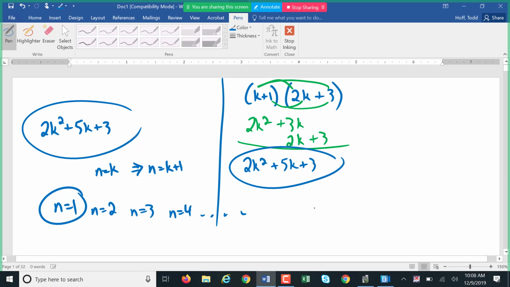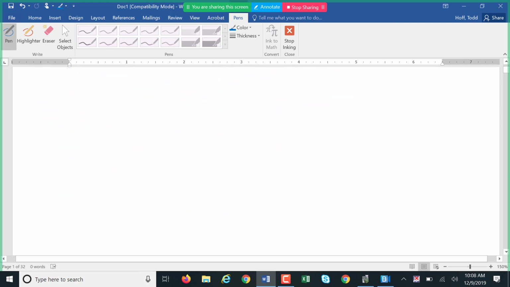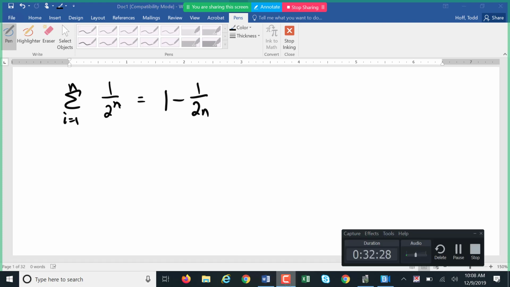I'm going to have you try an example in your notes, and I'm going to give you about 3 minutes to go through it, and then we'll jump in. We're going to go from the summation from i equals 1 to n again of 1 over 2 to the power of n, is equal to 1 minus 1 over 2 to the power of n. So I'm going to have you give that a shot. I'm going to give you, like I said, about 2 or 3 minutes, and then we will go.